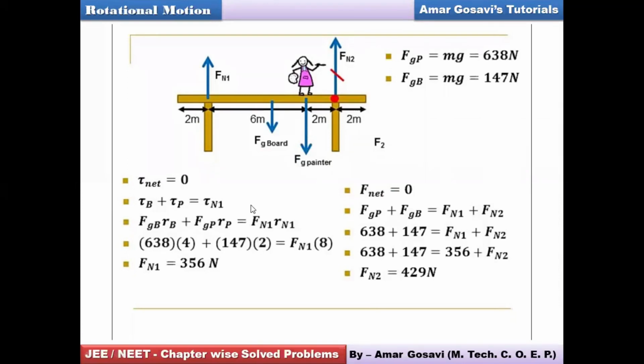Now this force Fn1 is in the upward direction. This is making the red point move in a clockwise sense. Therefore, we should have a minus over here on the left-hand side. So minus Fn1 multiplied by the distance of Fn1 from the point. The total distance is 6 plus 2, 8. So minus Fn1 into 8. If you take it to this side, it will be plus Fn1 into 8. And from this, the only unknown is Fn1. When you solve this, you get Fn1, the reaction exerted by the first support, equal to 356 Newton.